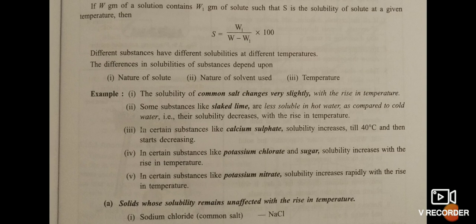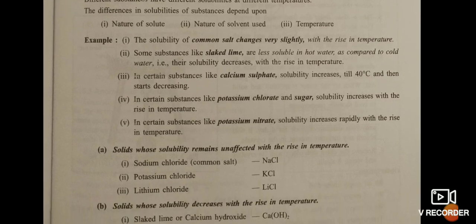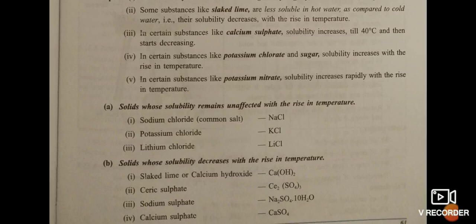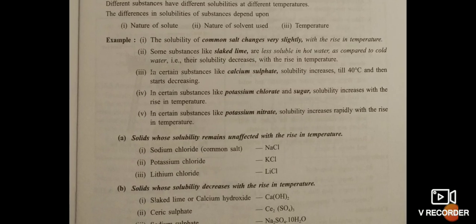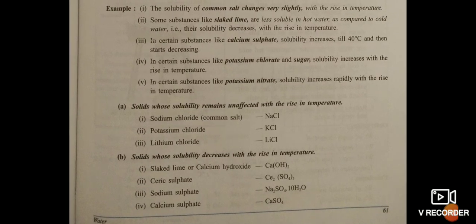In certain substances like potassium nitrate, solubility increases rapidly with the rise in temperature. So here you can see the solubility of different substances is different at different temperatures and they follow a different path. You don't have to remember this part, my dear students. If you remember the formula of solubility of solute, that is more than enough from an examination point of view. They are not going to ask you a particular question based on these compounds.